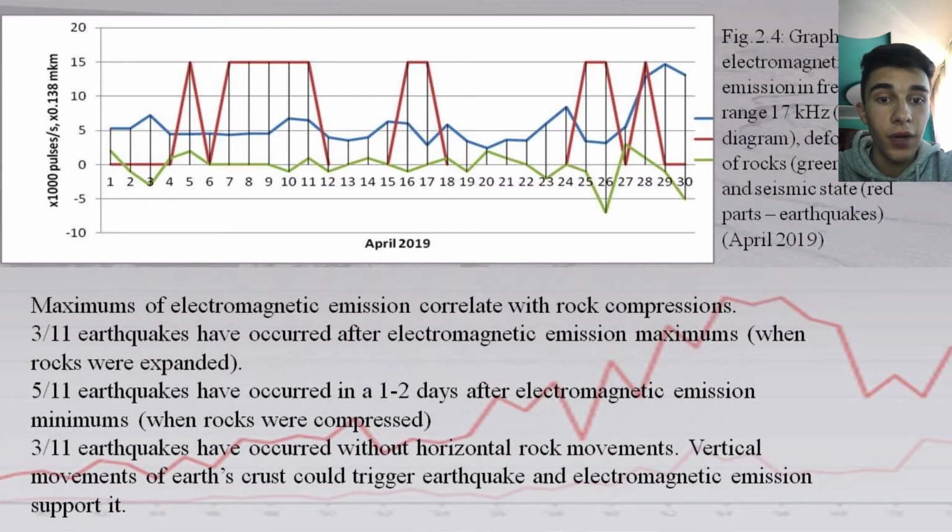Next graph, in the period April 2019. We registered 11 earthquakes. 3 earthquakes occurred after electromagnetic emission increased, 5 after electromagnetic emission decreased, and 3 occurred when electromagnetic emission values were steadily high. About electromagnetic emission and earth crust movements coinciding, we get the same result.